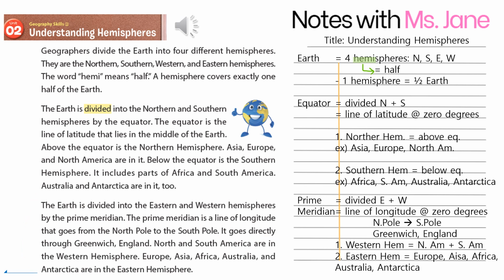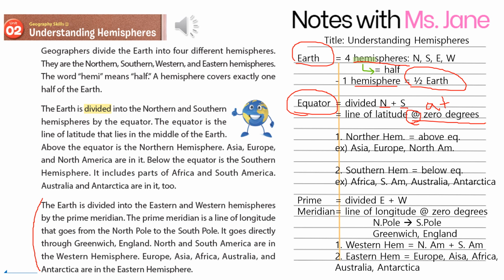So if you take a look at the third paragraph, 정리를 해보자면 we have 지구는 4가지의 헤미스피어로 이루어져 있고 한 가지의 헤미스피어는 지구의 반이고 equator이라는 적도는 지구를 north and south로 나누고 it's an example of a line of latitude at 0 degrees. 여기 골뱅이 표시는 at 라는 표시예요. It's something that I would love to use to shorten my notes.